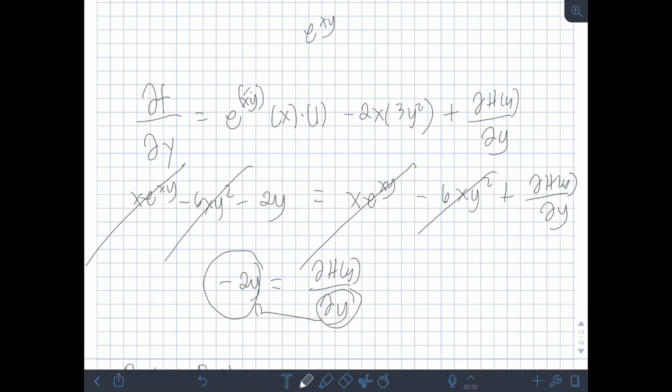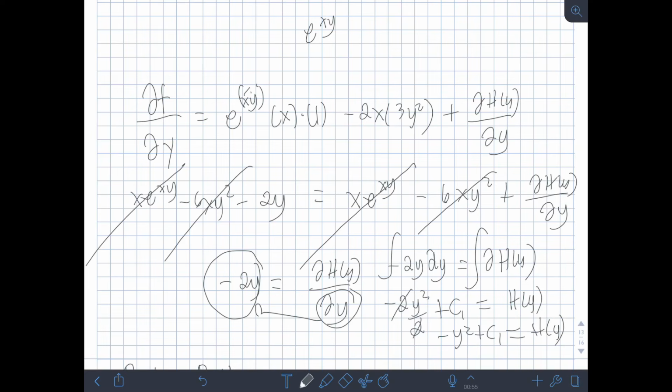So, cross-multiplying dy, it becomes negative 2y dy is equal to the differential of h of y. Then, integrate both sides. We have the integral of negative 2y dy, which is negative 2y squared over 2 by the power formula, plus c1, equals the integral of dh of y, which is simply h of y. So, we have, after canceling, negative y squared plus c1 is equal to h of y.